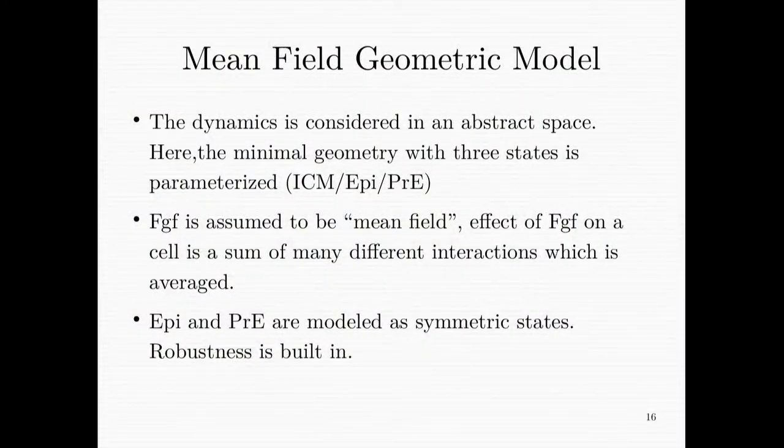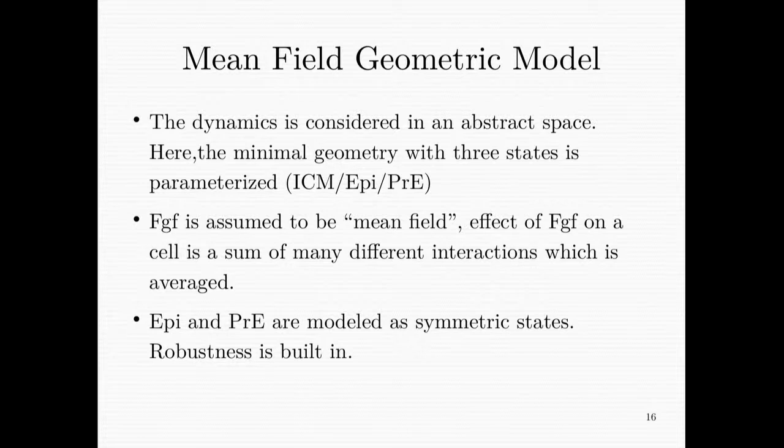So from the geometric perspective, you don't try to look at the molecular details. What you say is that the dynamics is in some abstract space. This abstract space is some lower dimensional manifold of the large dimensional manifold that's actually determining these decisions, which is the set of all the gene activities. So it's some lower dimensional manifold in this large dimensional space. There are three states that you know phenotypically exist: the inner cell mass, epiblast, and primitive endoderm.